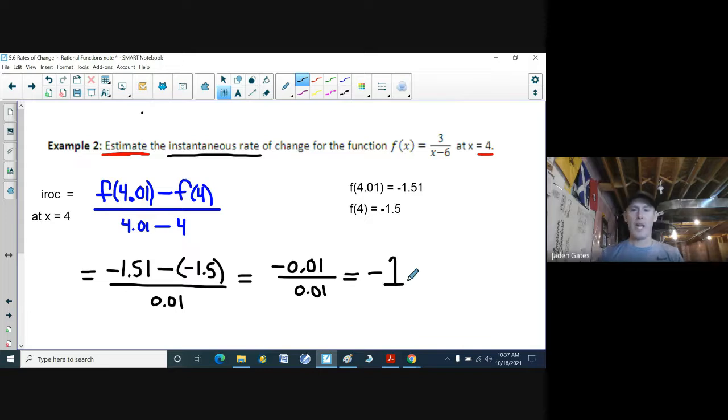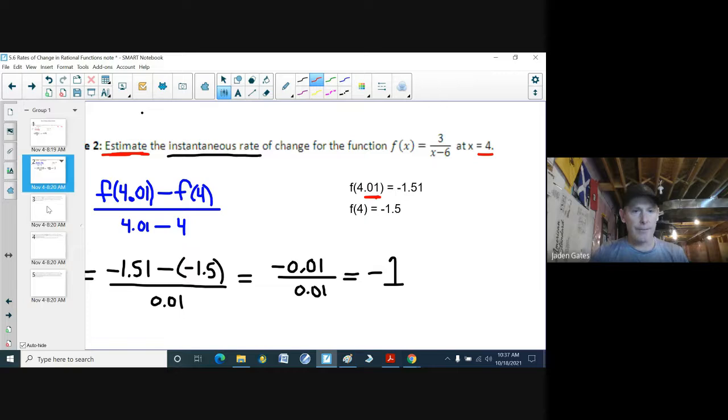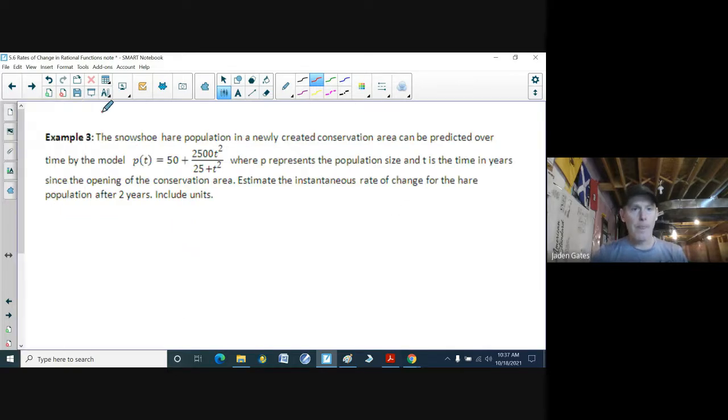There we go. So again, using that whole idea of this 0.01 basically being substituted in as our limit as h approaches 0, but using our slope formula. All right, let's try something a little bit tougher, a little bit different. A little word problem.